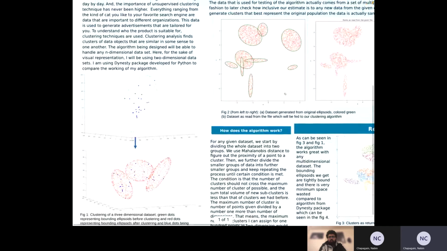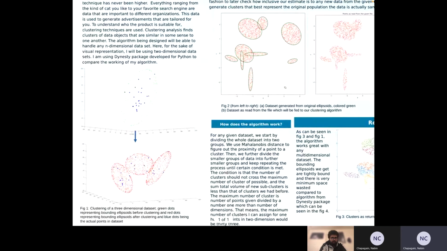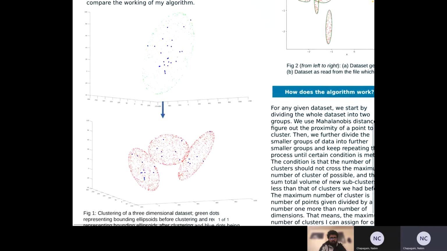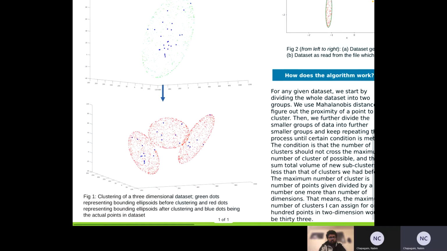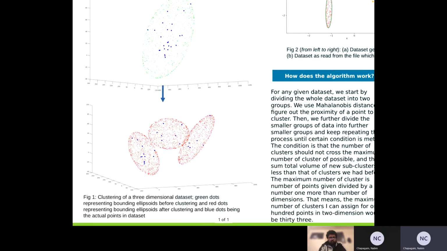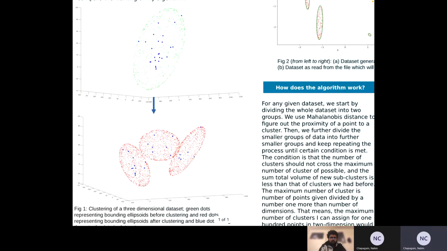So as I said earlier, this algorithm works on multidimensional data sets, and just as an example, there's this picture over here. As you can see at the top, the blue dots are three-dimensional data points, and the green points signify the minimum volume bounding ellipsoids. After passing that data set through the algorithm, it divides them into three small clusters, and the red points that you see over there are the minimum volume bounding ellipsoids for each of those three clusters. So that's an example of the algorithm at work.